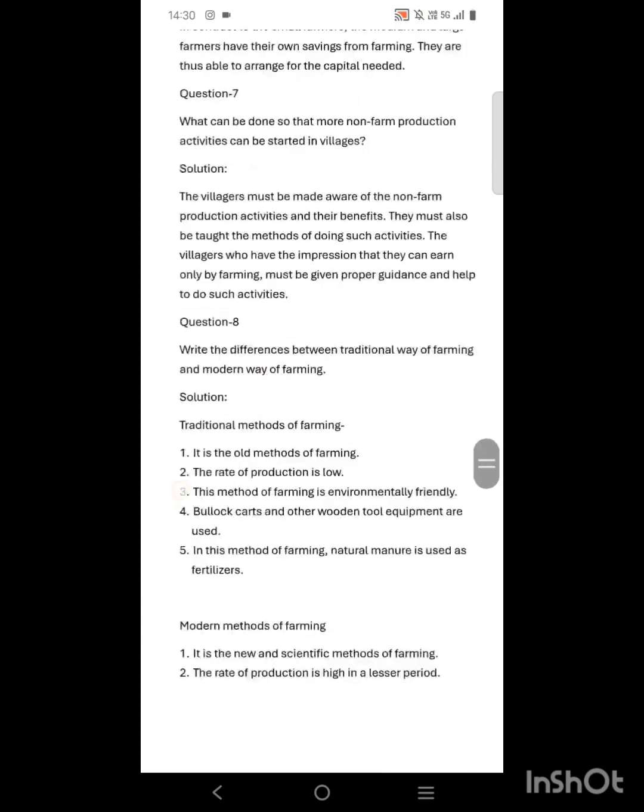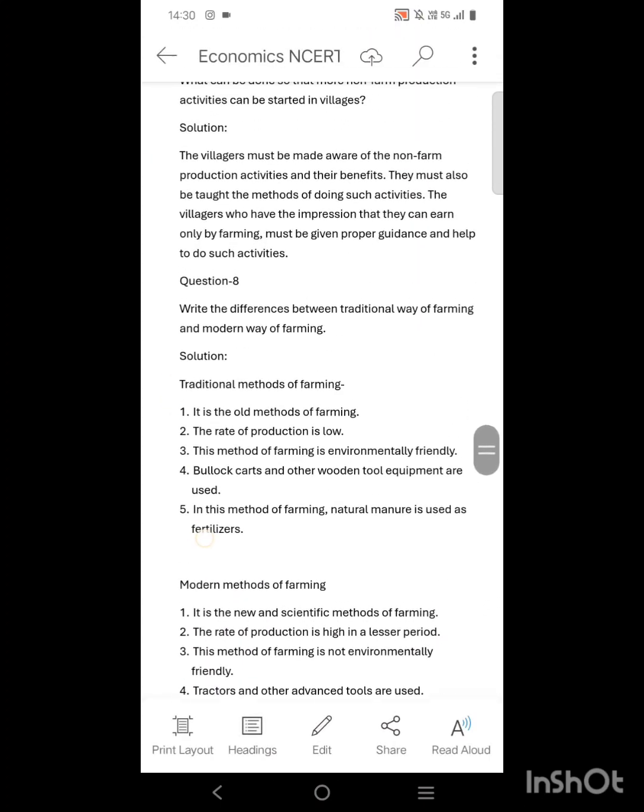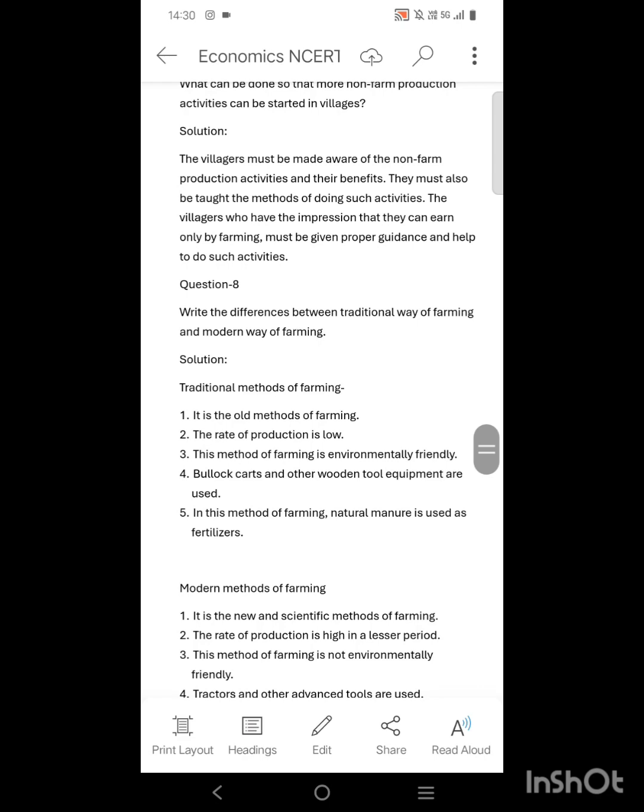So I have completed the question answers of the story of village Palampur, and I have also given 3 extra questions in the last, questions 8, 9 and 10.